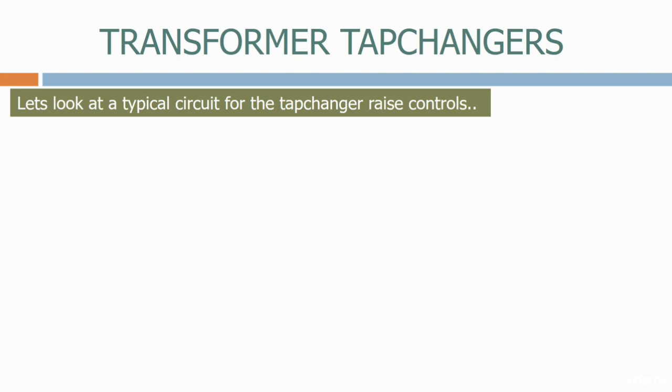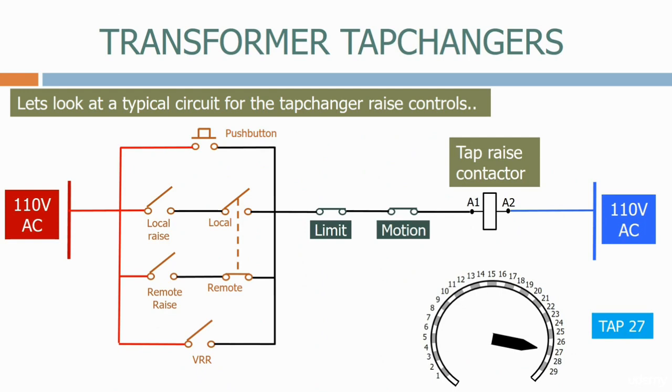Let's look at a typical circuit for the tap changer raise controls. Here are the 4 control points that we identified previously. All these signals feed into the tap raise contactor. The first thing to note is that this circuit is fed from the 110 volt AC supply, which is normally derived directly from the transformer windings.